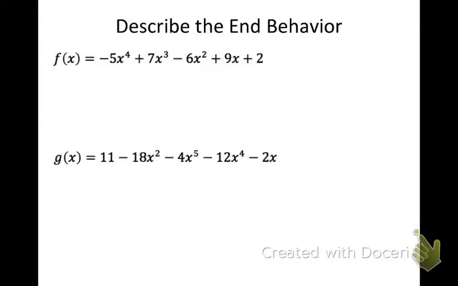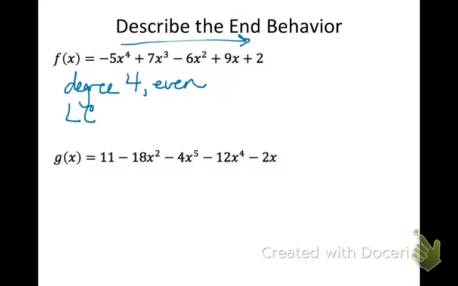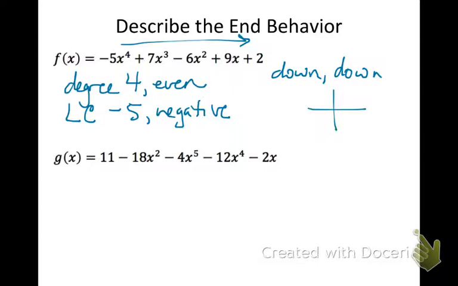So let's look at the first 2 examples and simply describe the end behavior. So we notice that our function is in standard form because our exponents are in descending order. Our degree, it's the highest exponent, so our degree is 4. And now we're going to make note that that is even. Our leading coefficient, I'm just going to write that as LC, is negative 5. And we make a note that it is negative. So if you look back on your notes, you can see that that end behavior is going to be down on the left and down on the right.